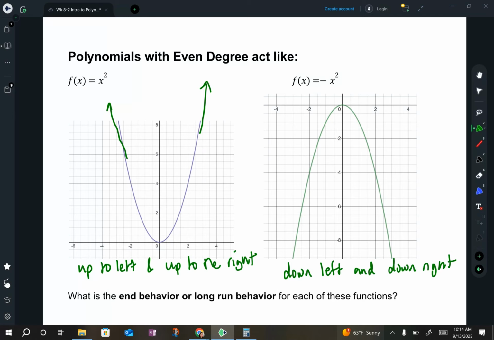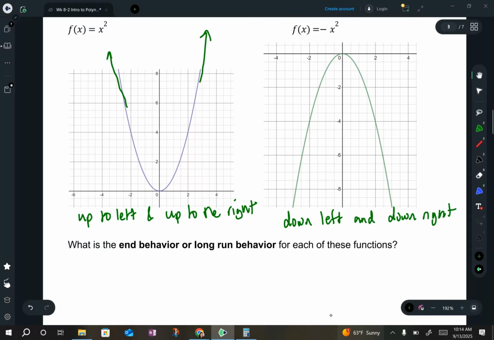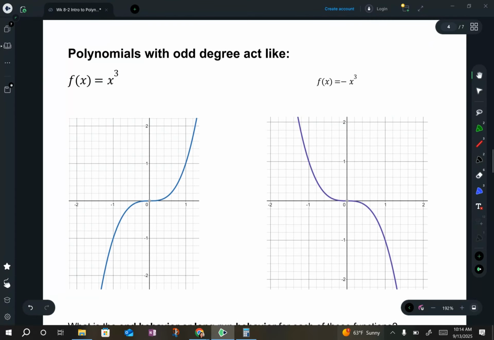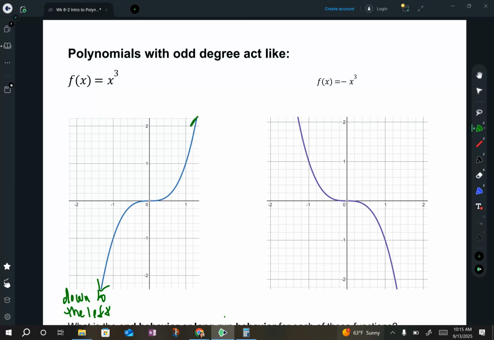So even polynomials always act like x squared, and their end behavior matches. So it's either going to go up to the left and right or down to the left and right. Odd polynomials either act like x cubed or minus x cubed. So x cubed goes down to the left, but it goes up to the right. So their end behavior doesn't match. Odd degree polynomials' end behavior doesn't match. Even degree polynomials' end behavior does match.